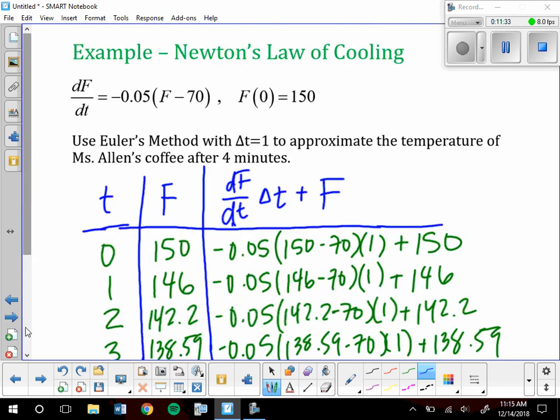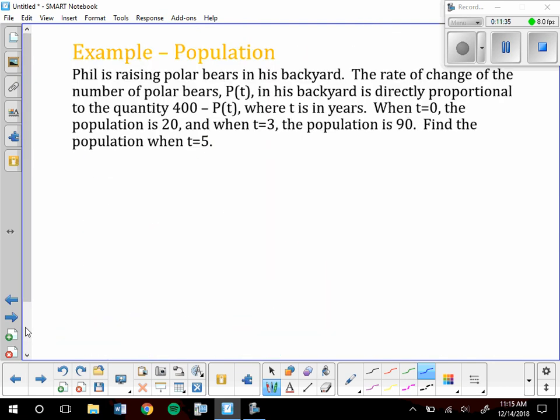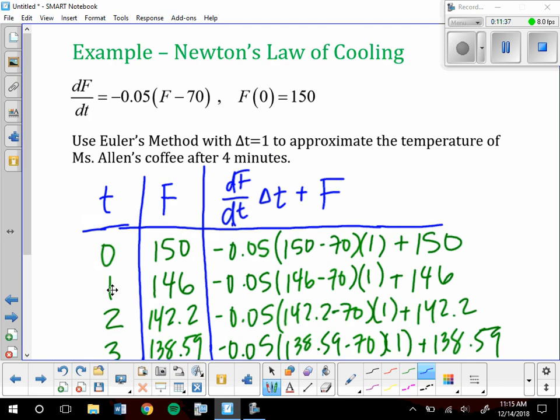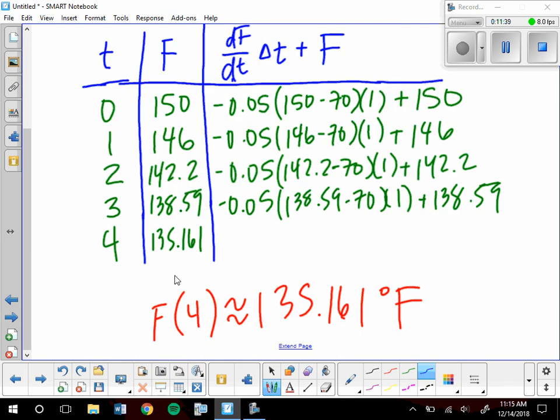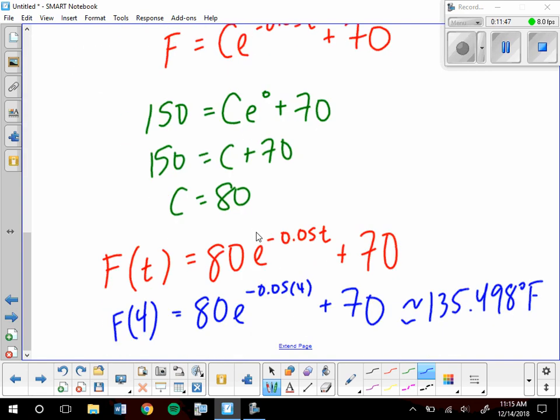to when I use Euler's method, is only about 0.3 off. So that's pretty good. Euler's method did a pretty good job approximating that. So that's just an interesting note.